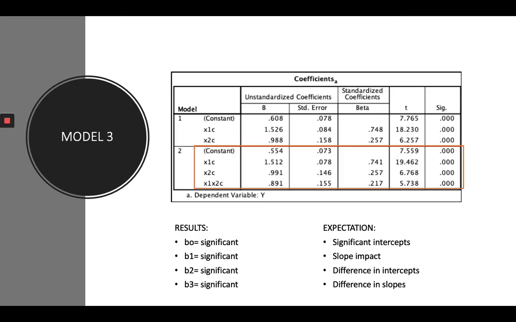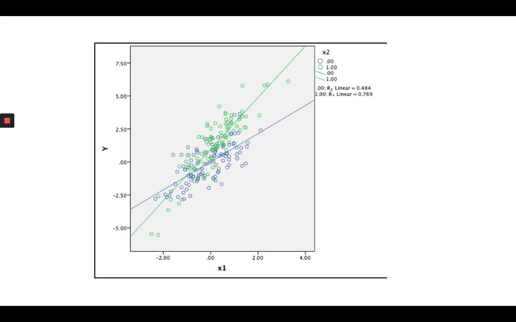In model 3, you see that everything is significant, meaning that our interaction has a significant effect on y as well as x1 and x2. Within this, you expect to see different intercepts and a slope impact; differences in intercepts are going to be shown as well as differences in slopes. And as you can see, this is laid out, where you can see that there is significance for both lines, showing a moderation effect.